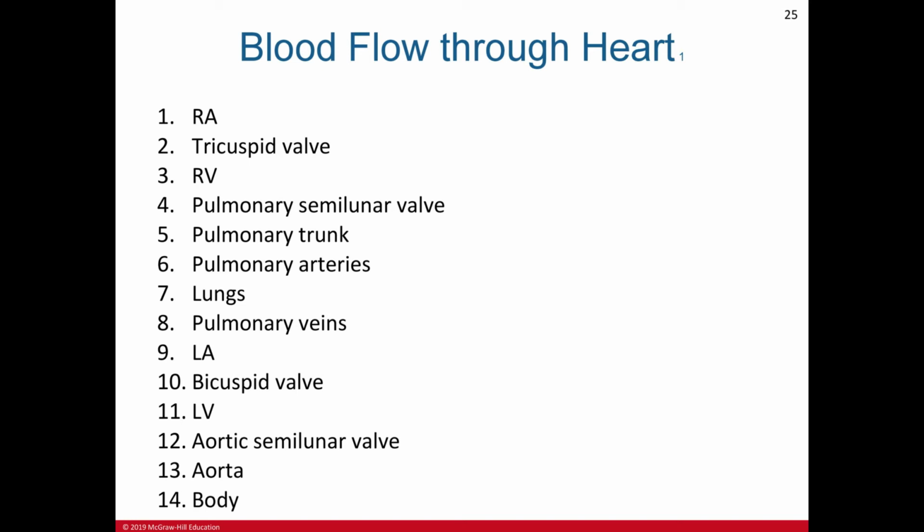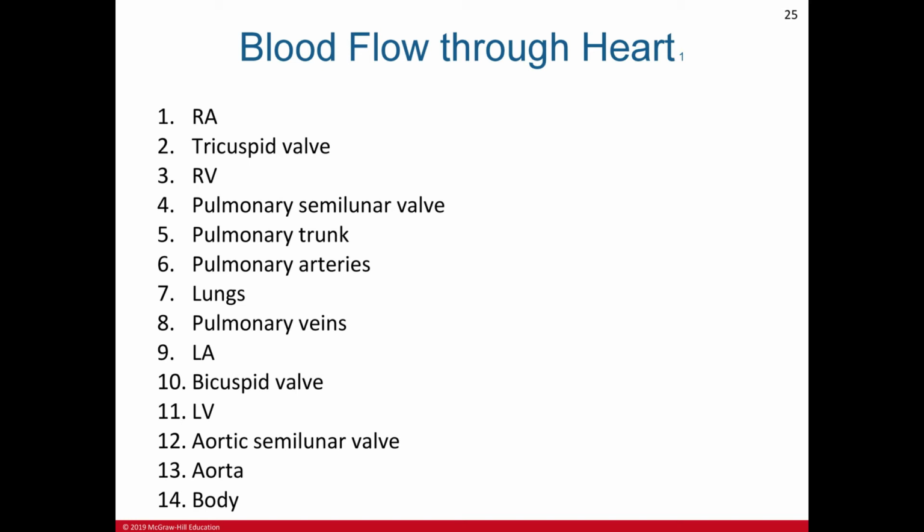The pulmonary trunk branches to form the right and left pulmonary arteries, which carry blood to the lungs where the carbon dioxide is released and the oxygen is picked up. So this is where your blood becomes oxygenated. The oxygenated blood will then be carried by your pulmonary veins to your heart.